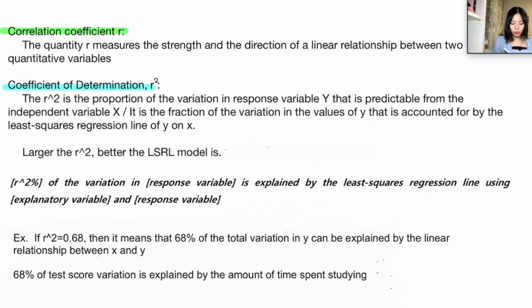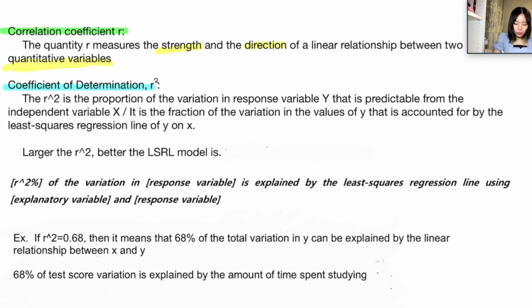Before we go on, we're going to have a quick review of what we learned in our previous video, which is the correlation coefficient R. This quantity R was used to measure the strength and the direction of a linear relationship between two quantitative variables. I hope you will totally remember the concept of correlation coefficient R. Today we're going to look at something slightly different, the coefficient of determination, which is R square.